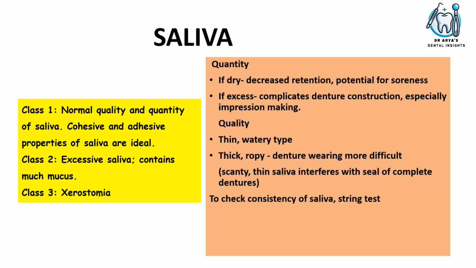In quality, there is the thin or watery type and the thick ropy type. In thick ropy saliva, denture wearing is more difficult. Okay, to check the consistency of saliva, we can use the string test.